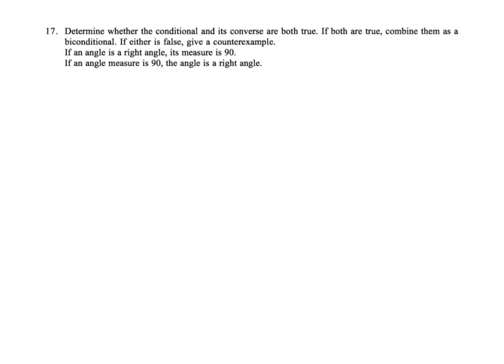17. Determine whether the conditional and its converse are both true. If both are true, combine them as a biconditional. If either is false, give a counterexample. So first we need to figure out if they're both true. Then we need to figure out what we do next. So the first one says, if an angle is a right angle, then its measure is 90 degrees. That one's true. The second one says, if an angle is 90 degrees, then it is a right angle. That one's also true. So they're both true.